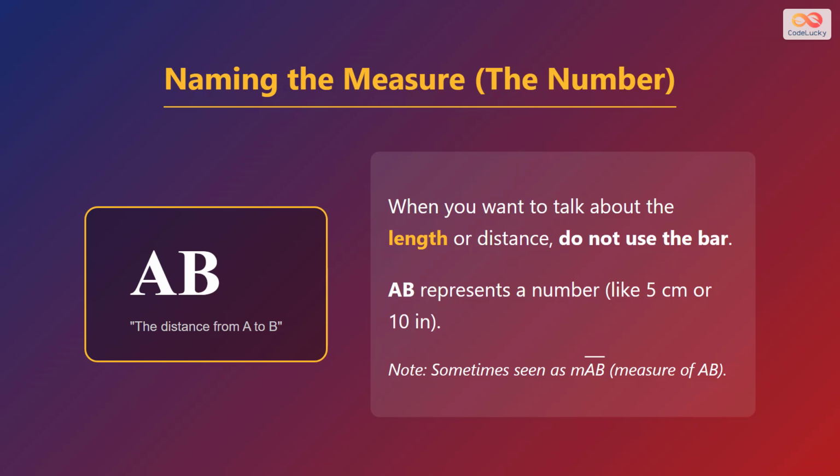However, if you want to talk about the length or the distance between those 2 points, you drop the bar. When you see just the letters AB with no symbol on top, this represents a number, like 5 inches or 10 centimeters. It stands for the distance from A to B.